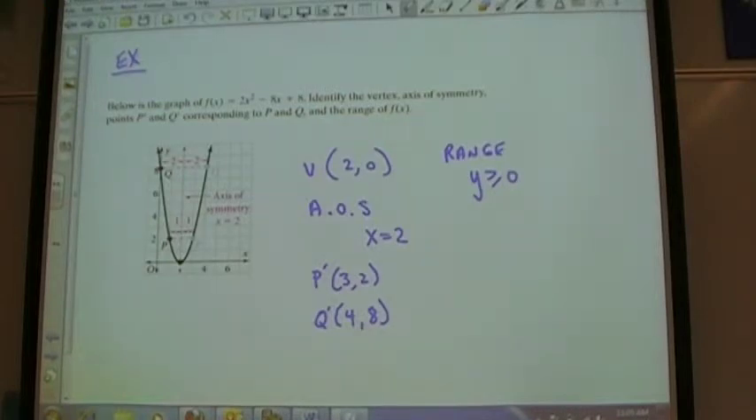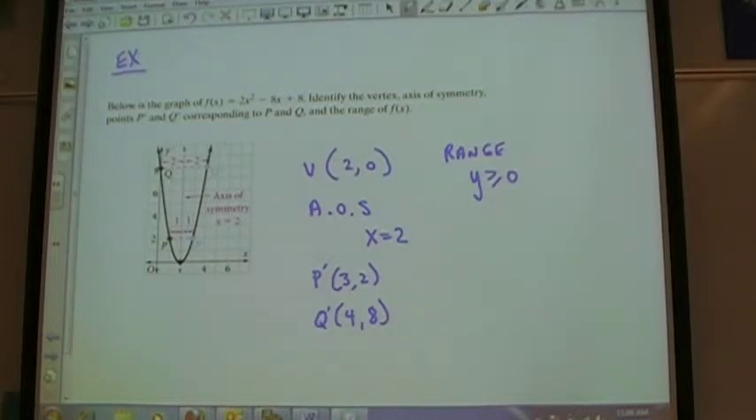If there was a -1 below the 0 showing, would it be y is greater than or equal to -1? Correct. If -1 was on your vertex. So basically you take the smallest point of your vertex and it goes all the way up if the graph opens up. If it opened down, in this case it would be y is less than or equal to 0.